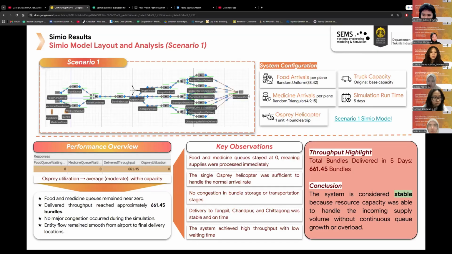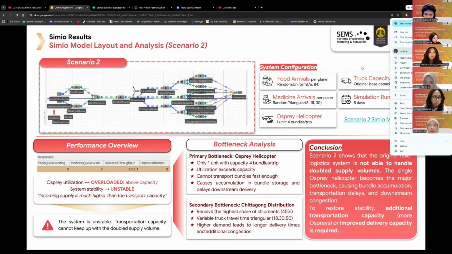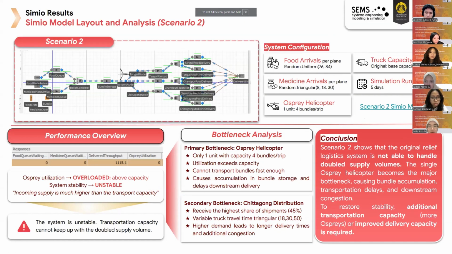Okay, this slide shows the result of scenario 2, where the incoming supply volume was significantly increased. Under this condition, the single Osprey helicopter became the primary bottleneck in the system. Its transportation capacity was no longer sufficient to keep up with the higher arrival rate. In addition, Chittagong experienced further pressure because it receives the largest share of demand and has highly variable travel time. Overall, scenario 2 demonstrates that the original system becomes unstable when supply volume exceeds capacity.